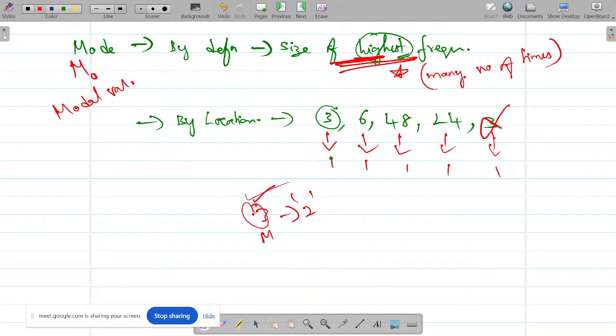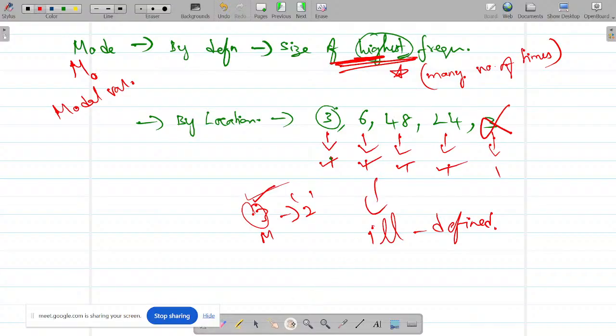But in my problem, I don't have another 3. I have only one 3, which means only once I have 3, only once I have 6, only once I have 48, and only one 24. There is no mode. So we call this mode is ill-defined. Ill-defined means it's not properly defined.